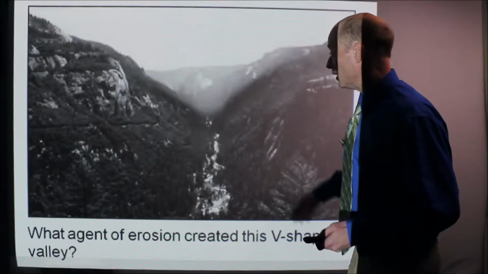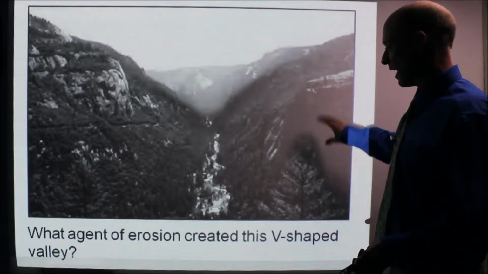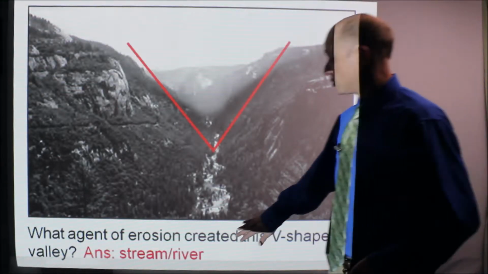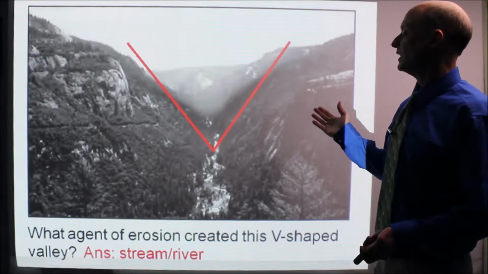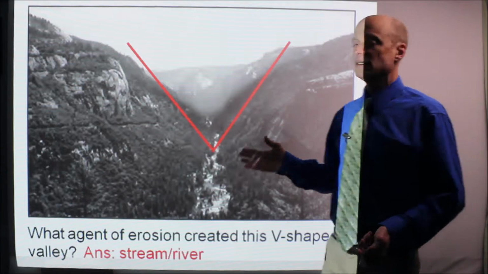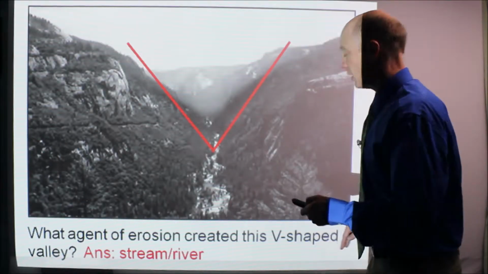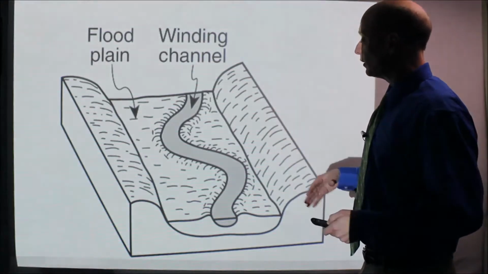Here's a question we saw from a Regents exam. Here is a photograph, and it asks, what agent of erosion created this V-shaped valley? Answer, a stream or a river. I tried to outline what they are trying to show, the general idea of the V-shaped valley, as opposed to a U-shaped valley we're going to see in glaciers, which looks very different.